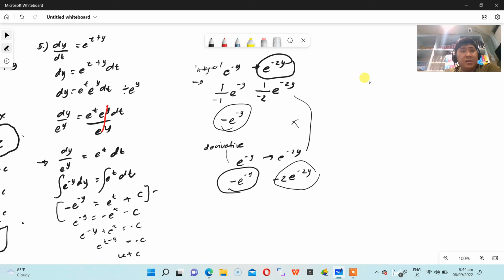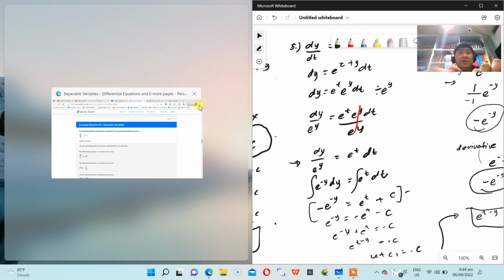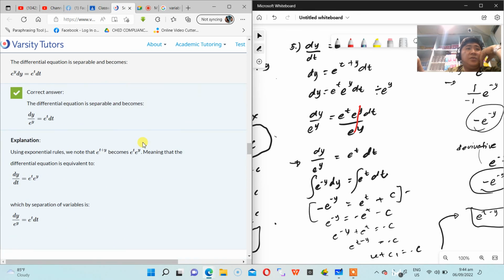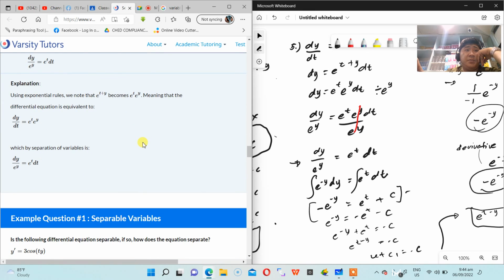So let c sub 1 be equal to negative c. Therefore, the final answer is e raised to the power of t minus y equals c sub 1. Although here, the question is just whether this is variable separable or not. It did not ask for the general solution. This one is just showing you how to separate it.